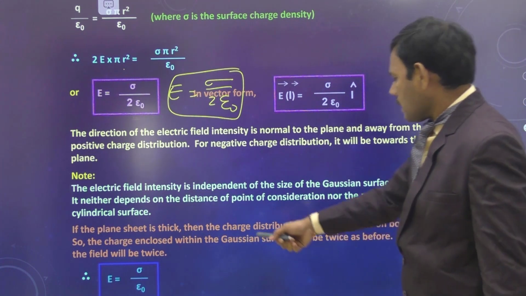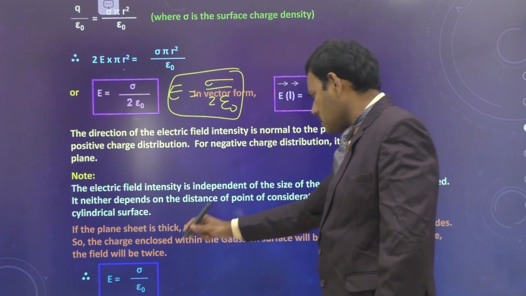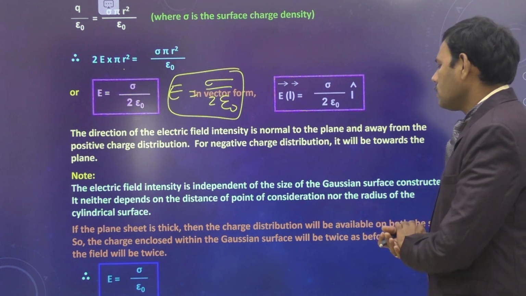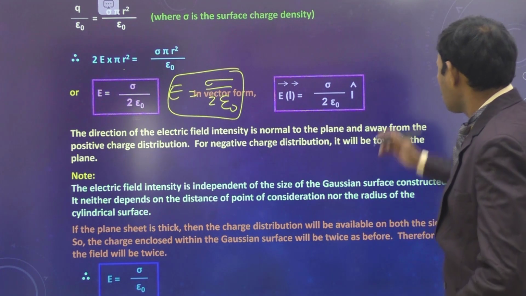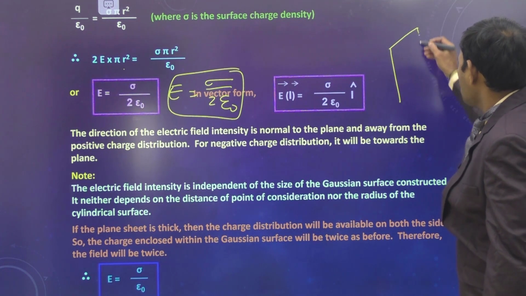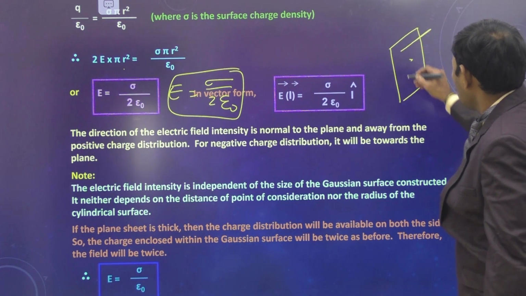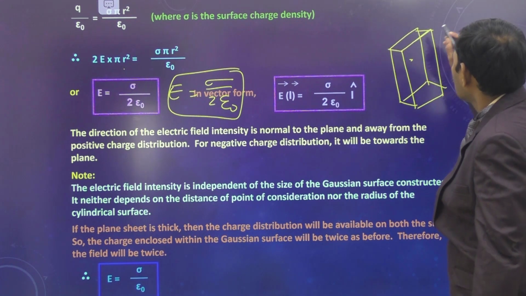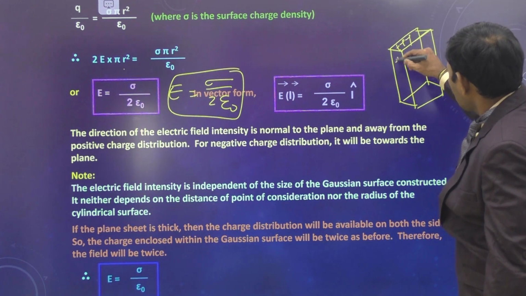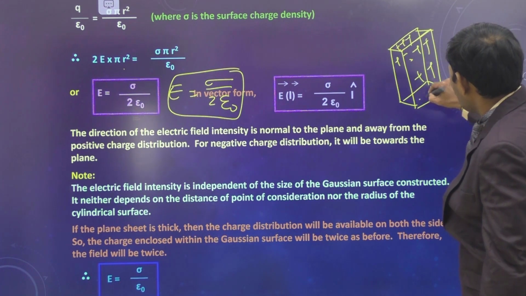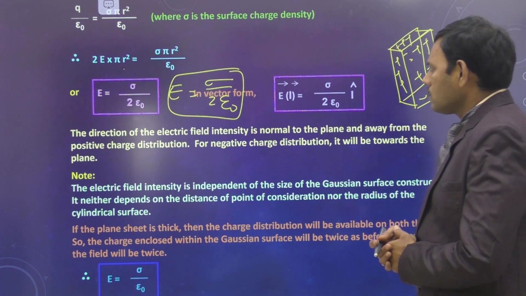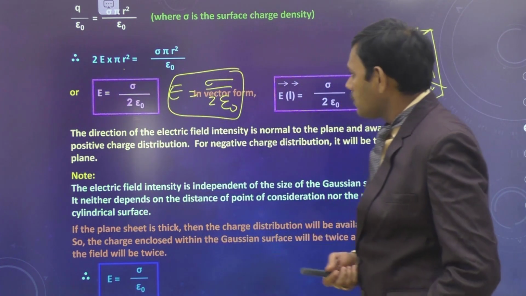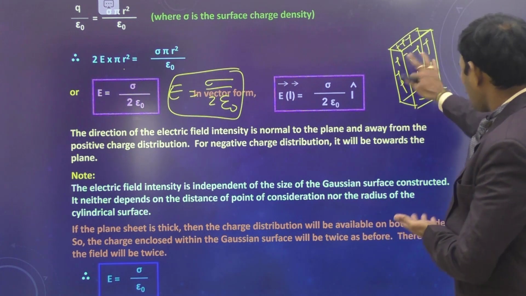Consider this special case: if the plane sheet is thick, not thin, as we have considered so far. If it is thick, then the charge is distributed and available on both sides. Let us have a thick plane sheet. Then there are charges at either side of the plane sheet, so the charge is 2 sigma into S, or sigma into 2S, on both sides of the plane sheet.